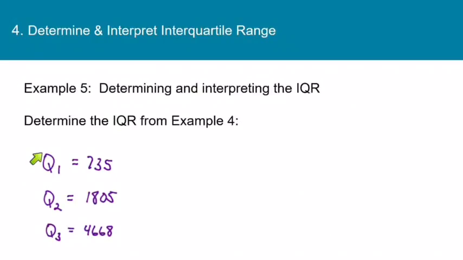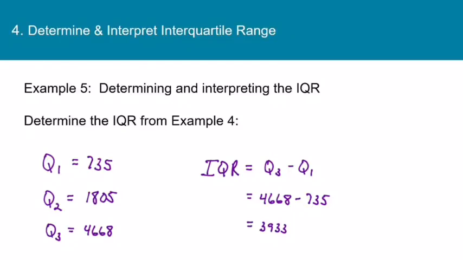Now let's take the quartiles that we found in example 4 using the calculator, and let's find the interquartile range. IQR is something that the calculator won't do for you automatically, but it does give you the quartiles, and so after that all you've got to do is subtract. So IQR is equal to Q3 minus Q1, which is going to be 4,668 minus 735, and when we subtract there, we find IQR is 3,933.